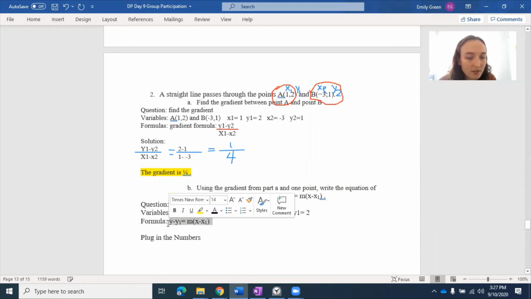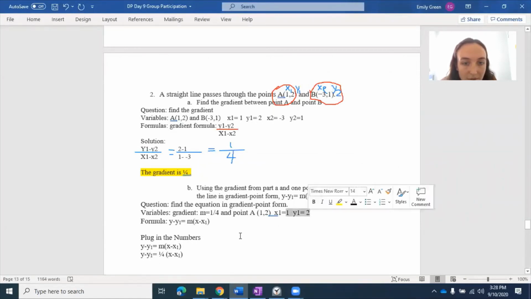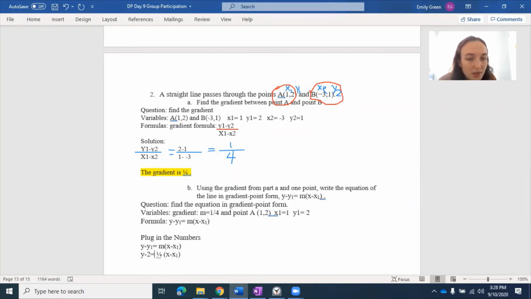Taking this formula, I'm going to paste it, and then I'm going to paste it again and start changing the numbers. First, what's my M? What's my gradient? Well, that's the 1/4 that we chose here. So M is 1/4. Then what's y1? That's going to be 2 that we labeled up here. So we're going to delete this and change it to 2. And lastly, x1 will be 1 because we see it here.